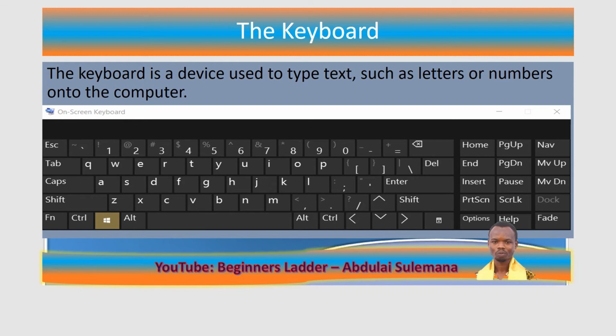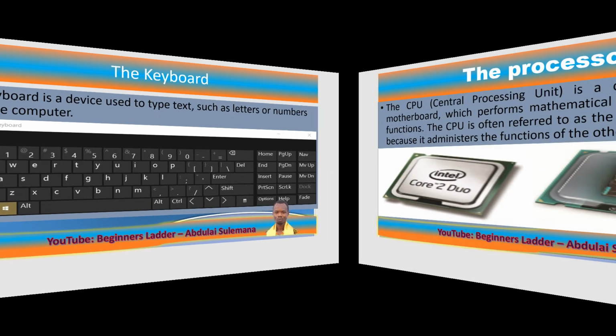And there are some special characters like at, hash, dollar sign, percentage, and other stuff. Are we together? And through this keyboard, you can input any data onto the computer. That is what we use to do our typing.